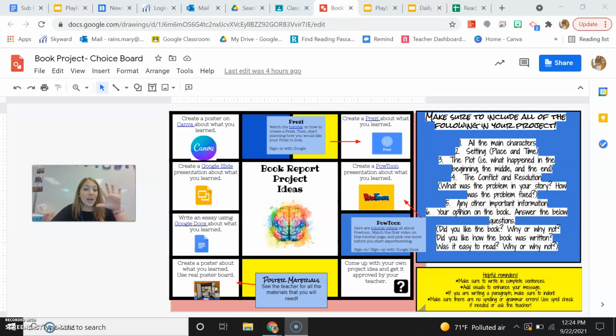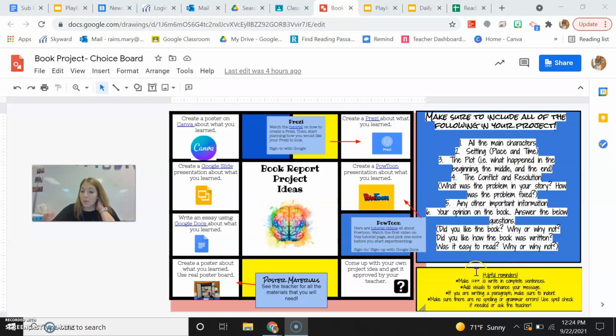Number 5 is any other important information. If there's something that you didn't include in any of these, but you're like, I want them to know this about my book, then you can include that as well. And then the 6th thing is basically your opinion on the book. So you need to answer all of these questions when coming up with your opinion. So did you like the book? Why or why not? Did you like how the book was written? So kind of like the style that the author wrote in or how it was organized. Was it easy to read for you? And then again, why or why not?